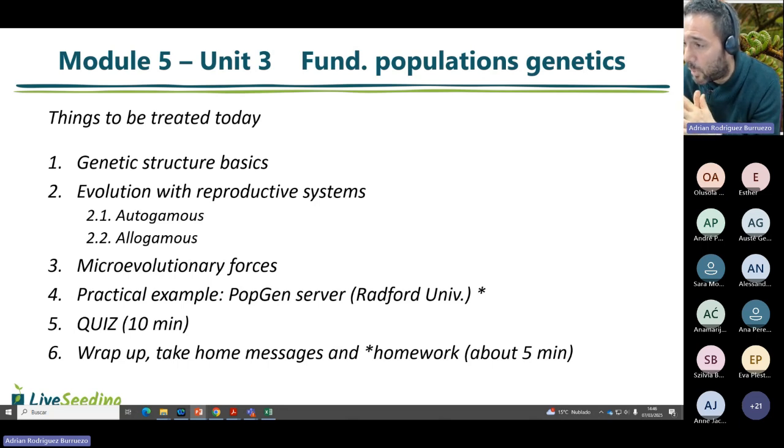because this is very important for you to understand, because the homework I will ask of you will be based on practicing with PopGen at home, okay? And after this practical example, we will finish with the quiz. I will give you 10 minutes for filling the quiz, 3-4 easy questions. And finally, the wrap-up part, the take-home message, and the homework. In concrete, what I'm hoping from you with the homework related to this PopGen server.